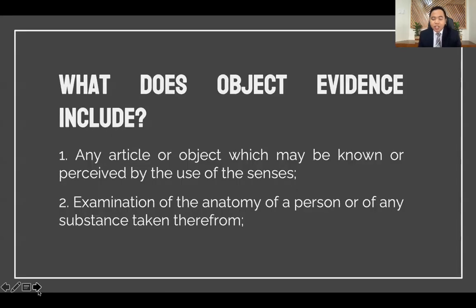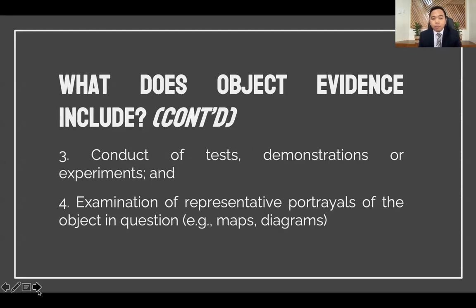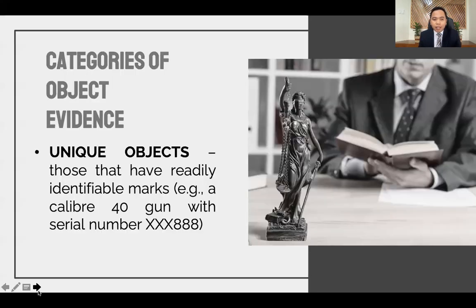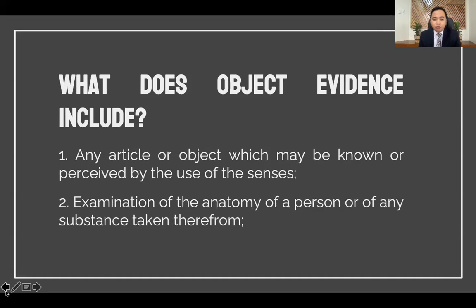Now, what does object evidence include? It includes any article or object which may be known or perceived by the use of the senses. Second, it can refer to examination of the anatomy of a person or of any substance taken therefrom. Third, it can refer to conduct of tests, demonstrations, or experiments. And fourth, examination of representative portrayals of the object in question, such as maps and diagrams. So these are the different kinds of object evidence.